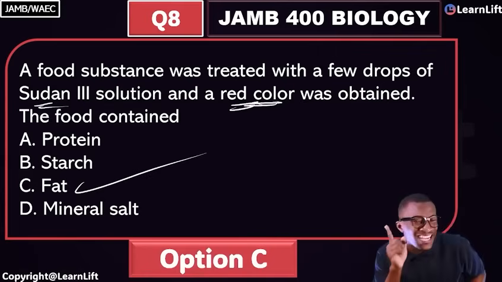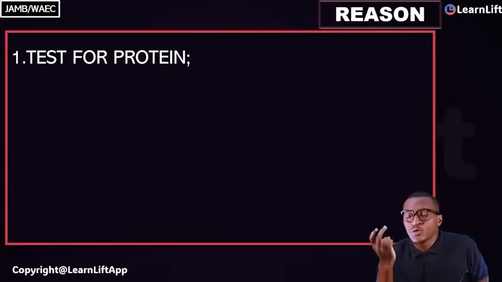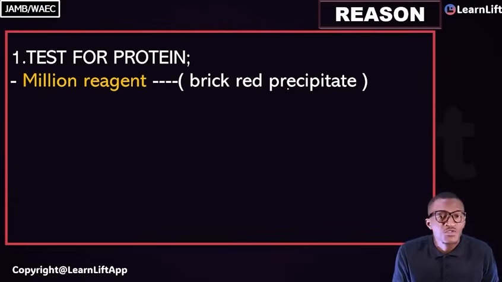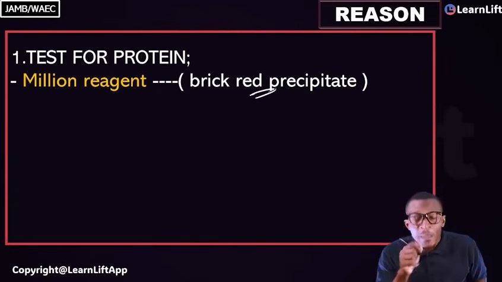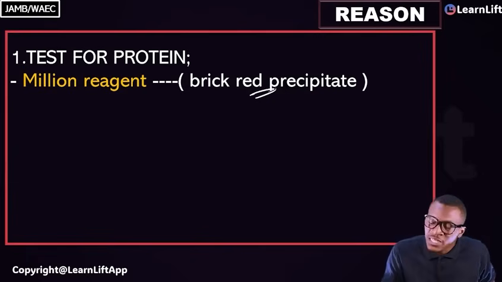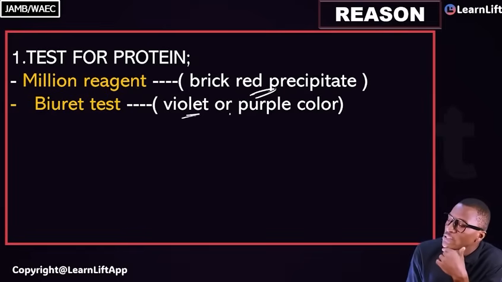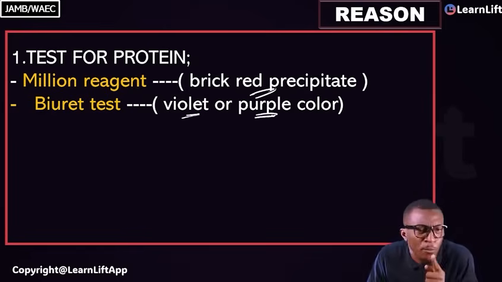Let me give you the summary fast so that you will know. Everybody, what are the food tests? Talk about tests for protein. Number 1, talk about your Millon's reagent, which gives you brick red precipitate. Now, majorly a lot of them are brick red. I'll tell you the ones that are different. Millon's reagent, brick red. The second, talk about your biuret test, which will give you violet or purple color.